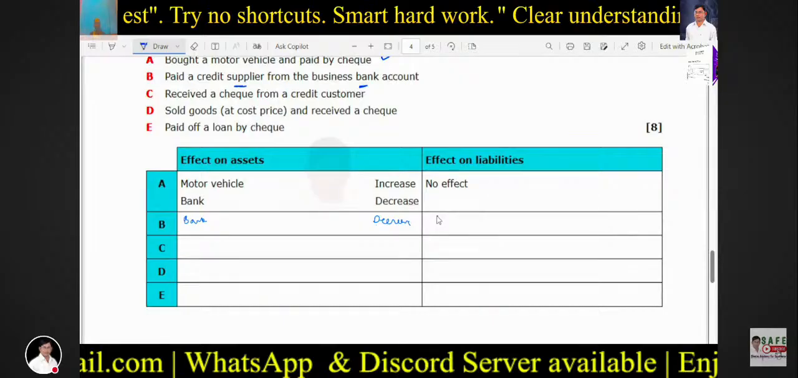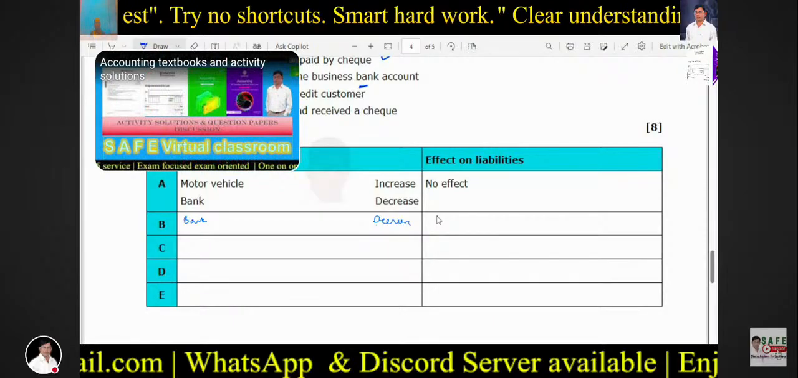Sold goods at cost price and received a check. Okay, so what is happening here? Bank balance is increasing. Why? Because we are selling. Okay, sold goods at cost price and received a check.